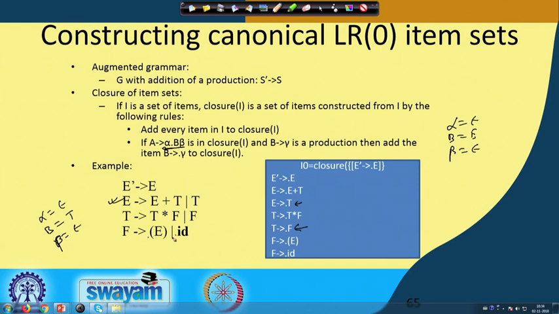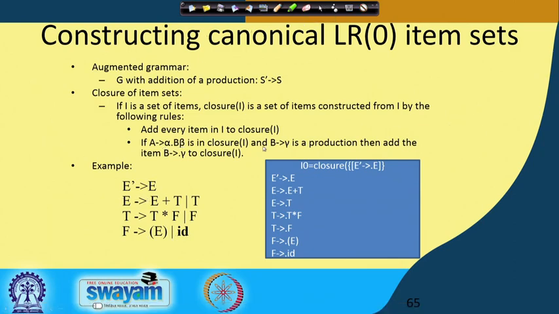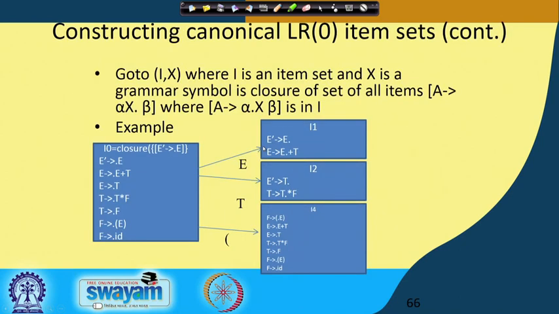So, this way I can compute the closure of this particular set E' producing .E, and that will constitute one set of items. So, I0 is the initial state of the parser, where it starts with E' producing .E and takes the closure of that particular item to get all the items in that set. In this way, we can construct the items.